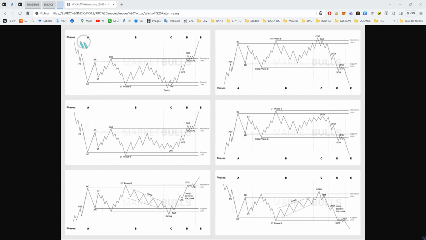All WYCKOFF patterns are defined by 5 phases, A, B, C, D, and E, okay? They all, as you can see, are reverse versions of the other. That means the accumulation is the reverse of the distribution. This uses somewhat different names, but this is just basically asymmetry. What we have in here is a variance.